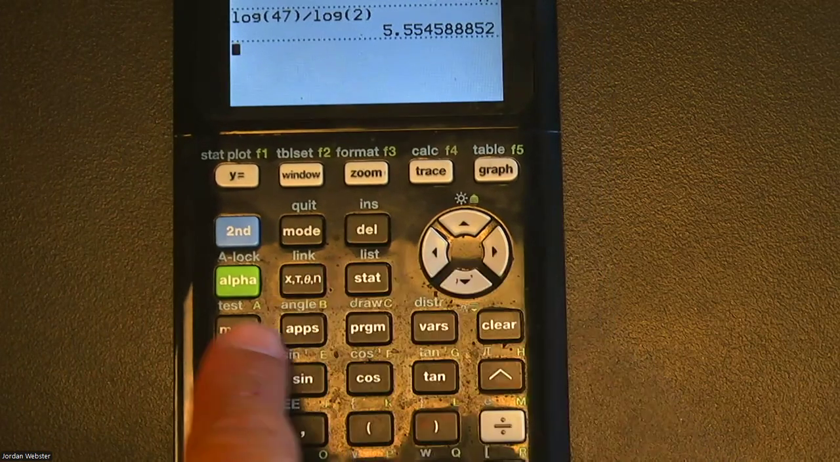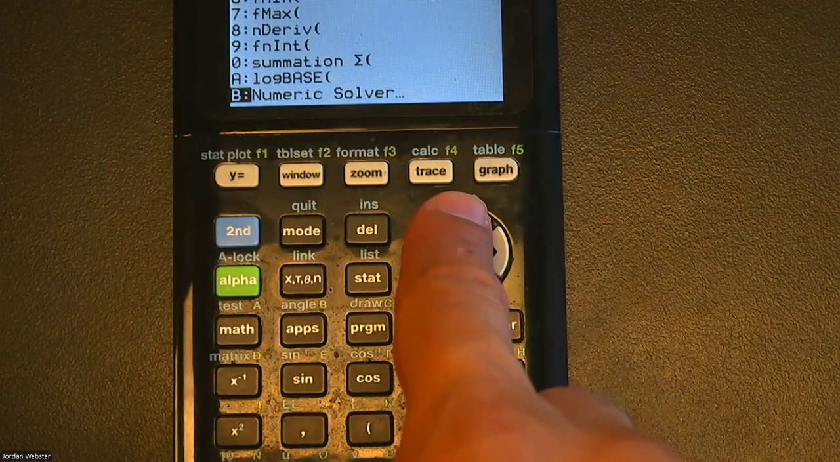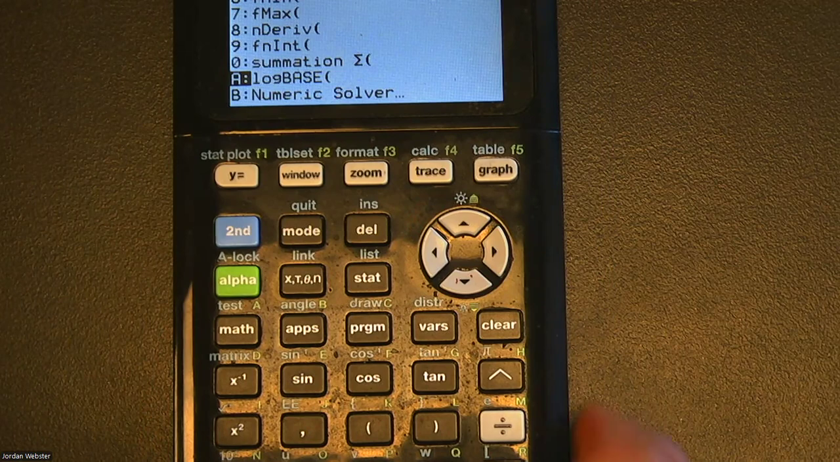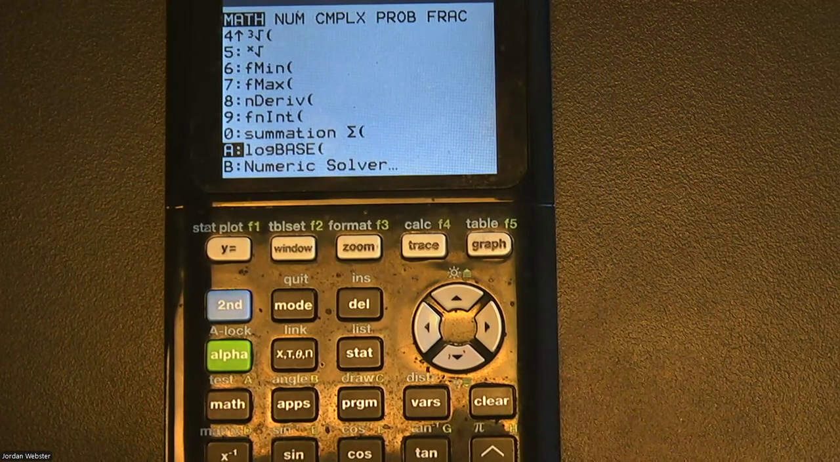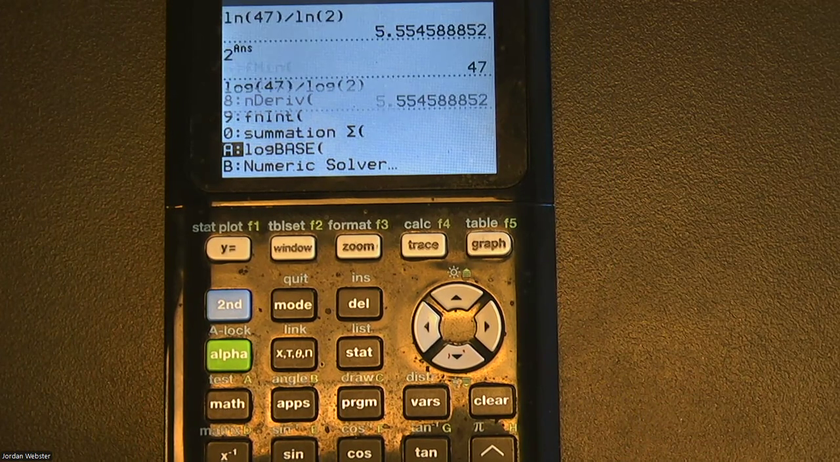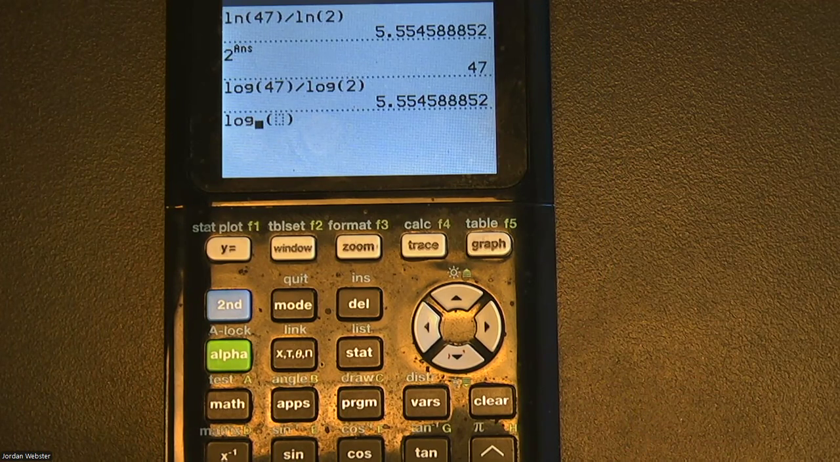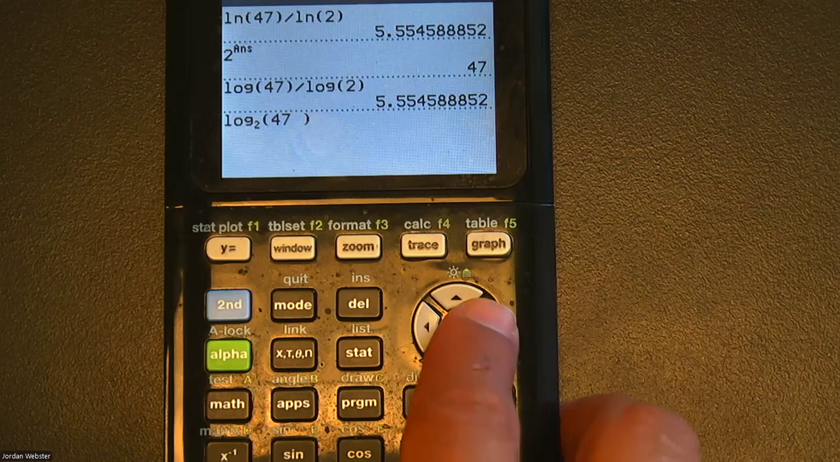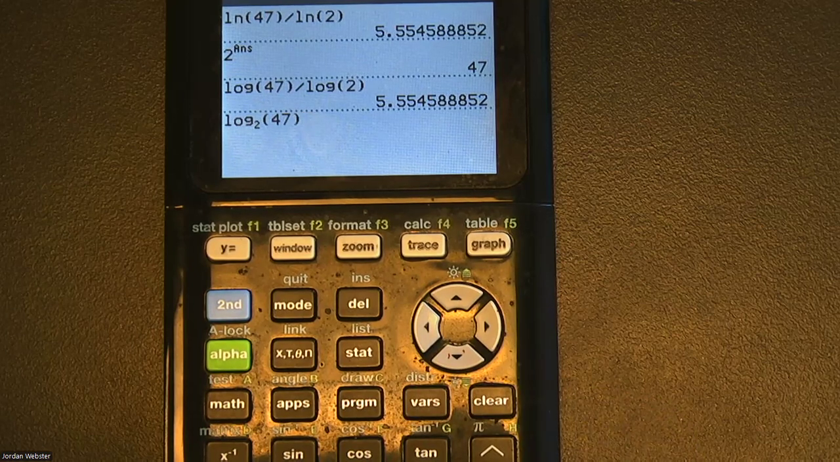And then we also saw last time, if you go into your math menu, scroll all the way either up or down. I like doing up because there's only 2 up arrows. So go up to log base. In my calculator, I have nice math print, and so I can just type in log base 2 of 47. And sure enough, you get the same answer regardless, right?